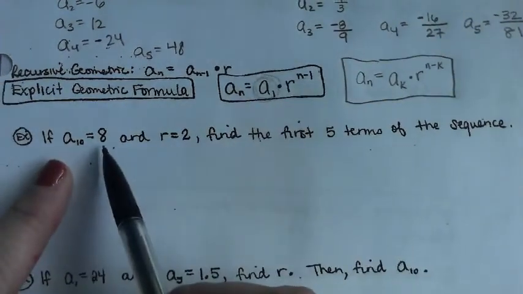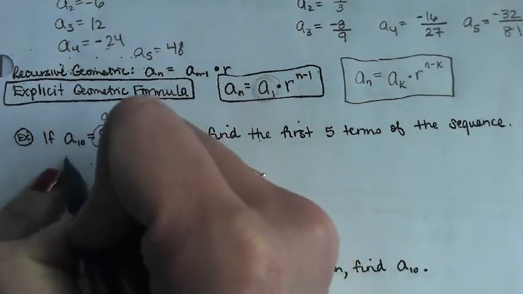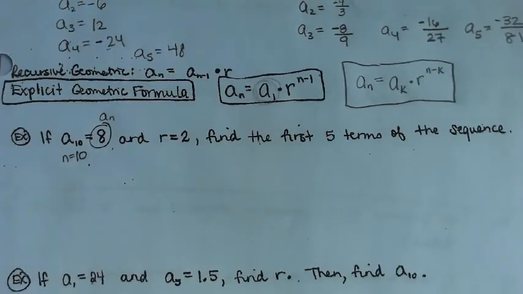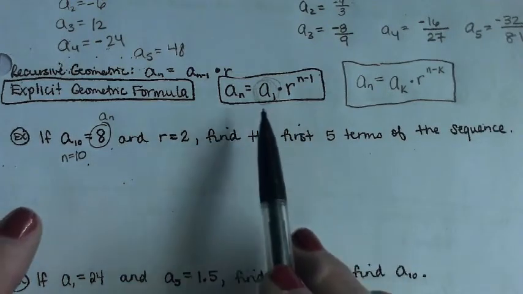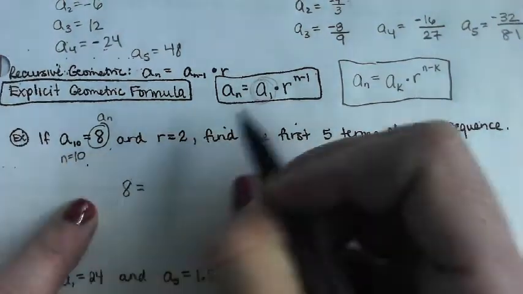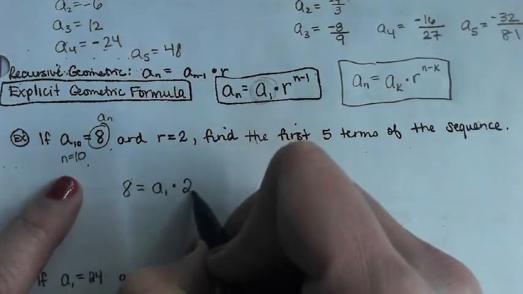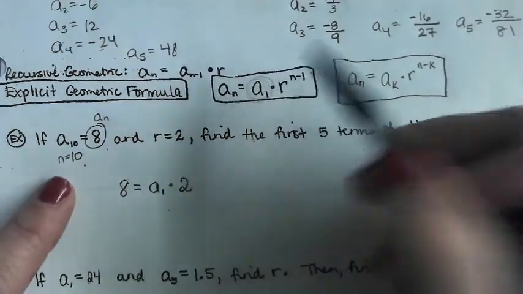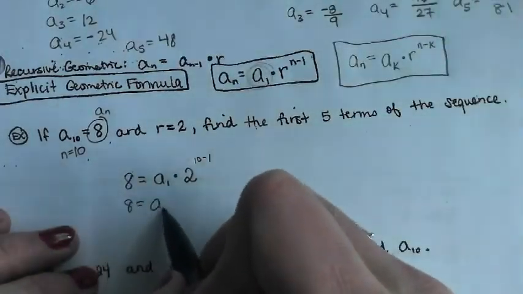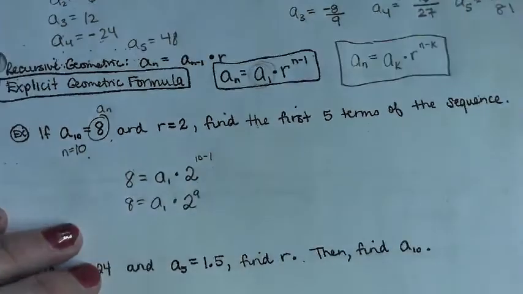So we need to find the first term, so we can use this one. And again, maybe this will help. This is going to be a sub n, and that means n equals what? 10. Our 10th term is 8. So if I plug into that first formula, a sub n is 8. A sub 1 is what I'm searching for. The common ratio is 2. And then in the exponent, 10 minus 1. So this gets simplified to 2 to the 9th power, which I'm going to leave as 2 to the 9th, and you'll see why in a second.